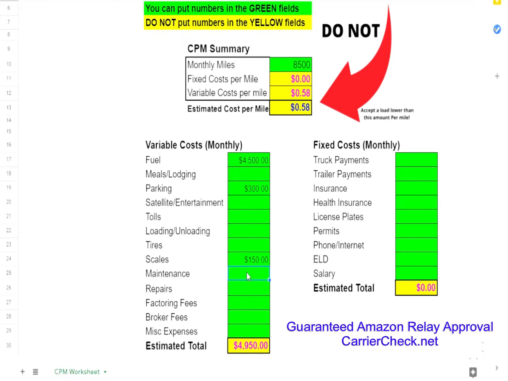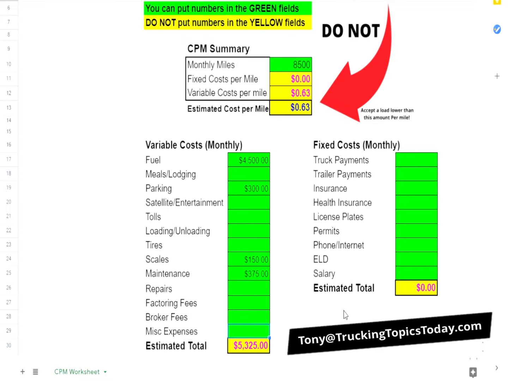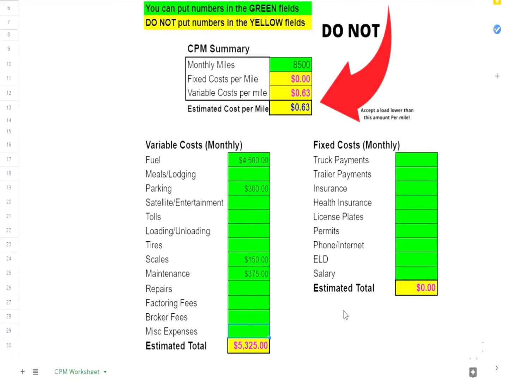So let's go through this. Maintenance. Let's say I didn't have any maintenance. I didn't have any repairs. But let's say if I wanted to just put something in, well, that's for maintenance. Let's say I know in a month I'm going to need a service. Let's put $375 in there. And miscellaneous expenses, I would put maybe $100, because you do have the IFTA, road tax, and so forth. It's negligible, like $25 a month or something. So let's just put $150 in here to take care of whatever little miscellaneous we have.